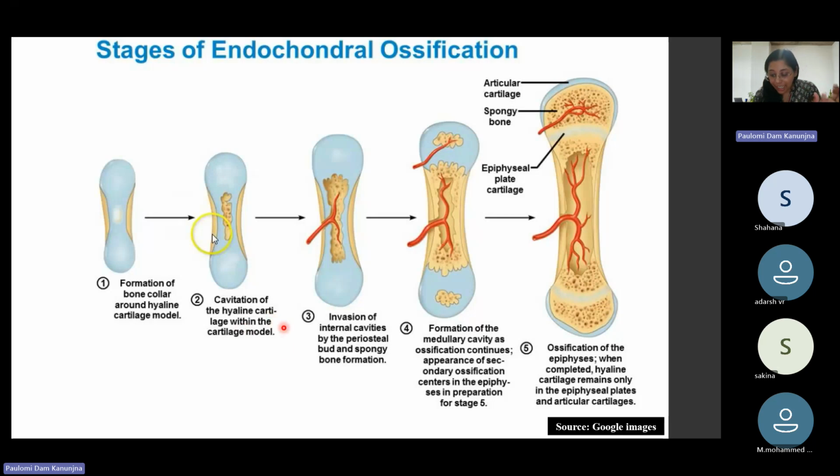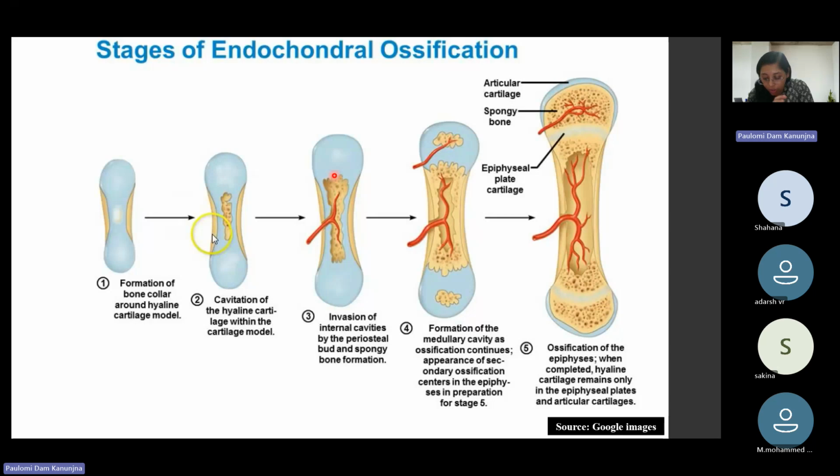Now, because there is a cavity, blood vessels come inside and join. So you have invasion of the internal cavities by periosteal blood vessels. Very easily, blood vessels invade and take up this calcified surface. So first you start with hyaline, the hyaline cells die, and blood vessels come. Okay. Now, what do these blood vessels do? They start ossifying this part, right?